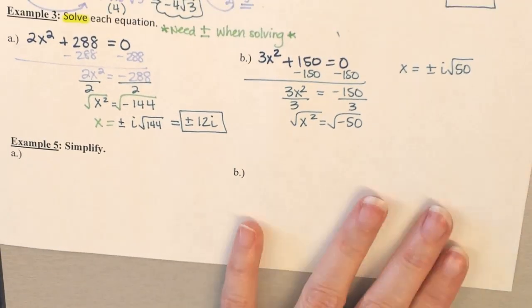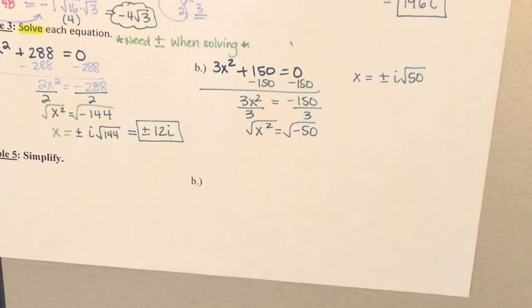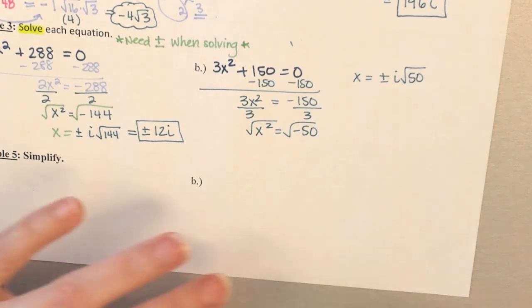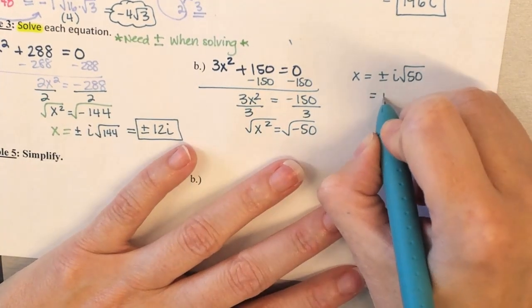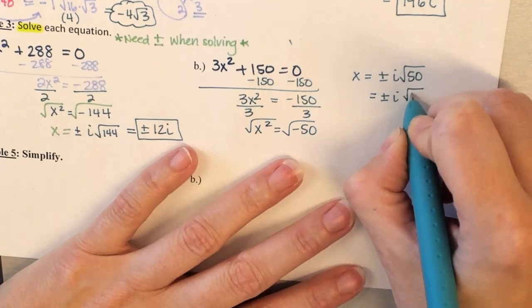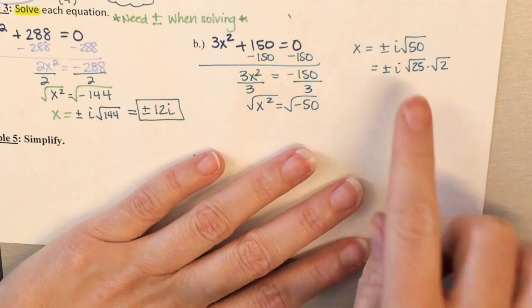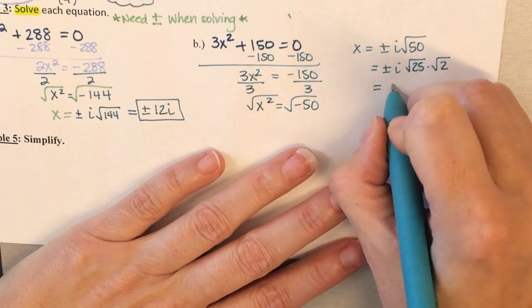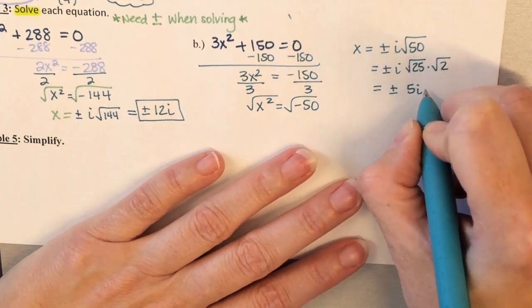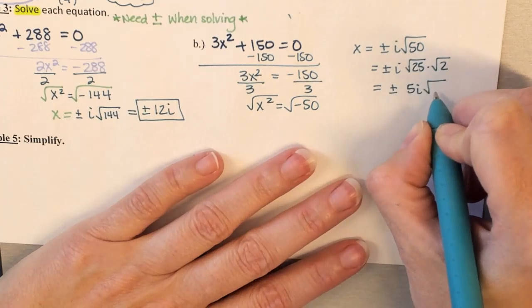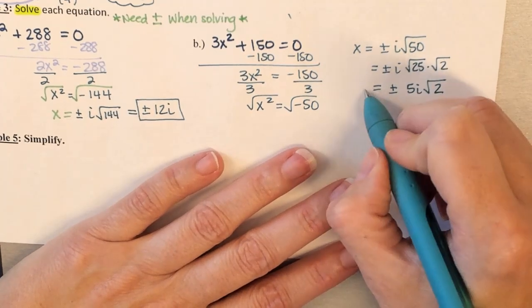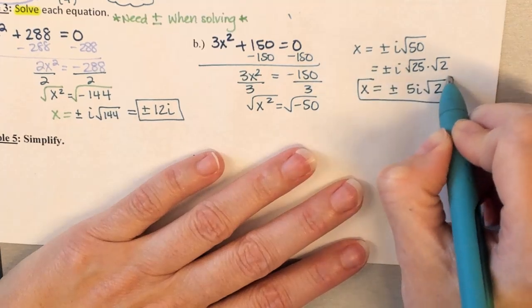Okay, but now we have to simplify. So you can either do the factor tree, or some of you might recognize the perfect square. What's the perfect square? It goes in 25. Okay, so when you are doing that, this is the square root of 25 times the square root of 2. All right, so Logan, what's the square root of 25? 5, so it's going to be 5i. What's in the square root? Good. You got it.